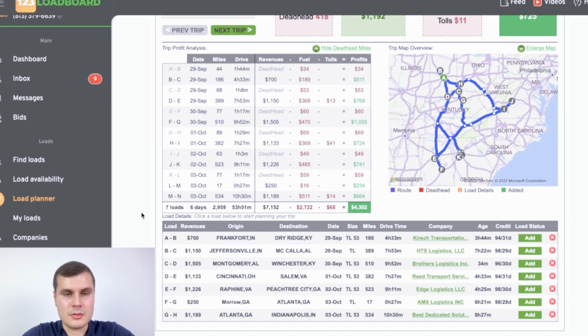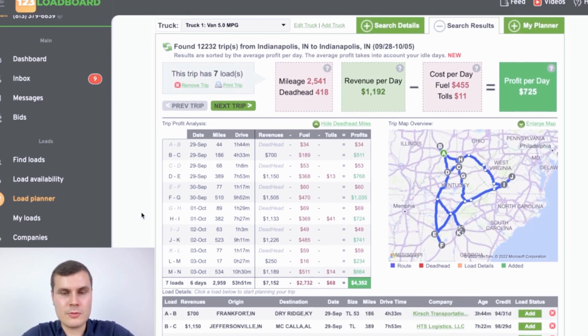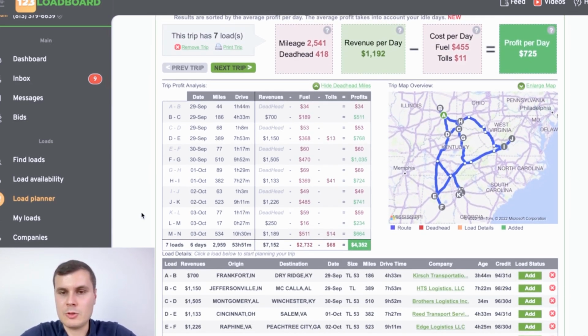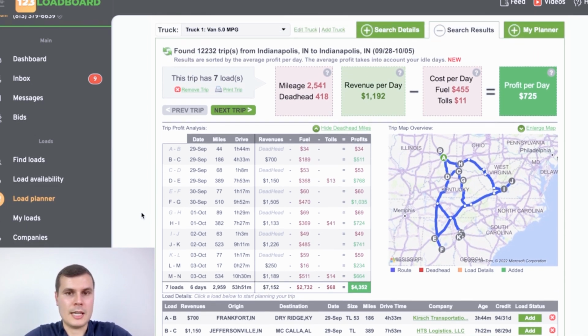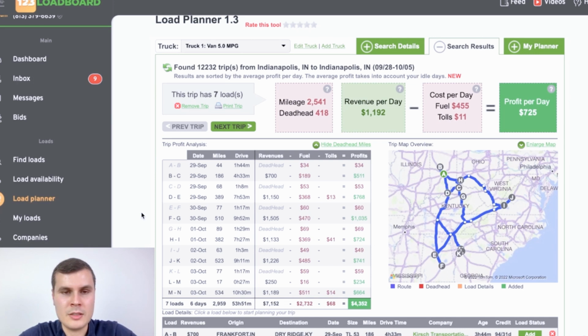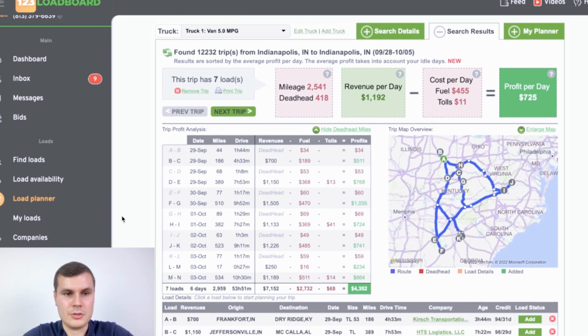There you go. It will look for loads for you. It will make a route plan for you. I think this is a fantastic tool. If I were you, I would play around with it a little bit, see how to use it to the full potential, and utilize it in my day-to-day operations. So that's the load planner.